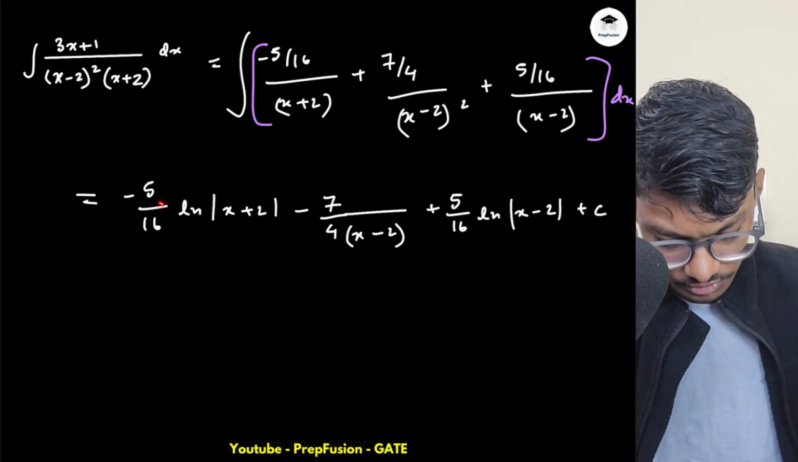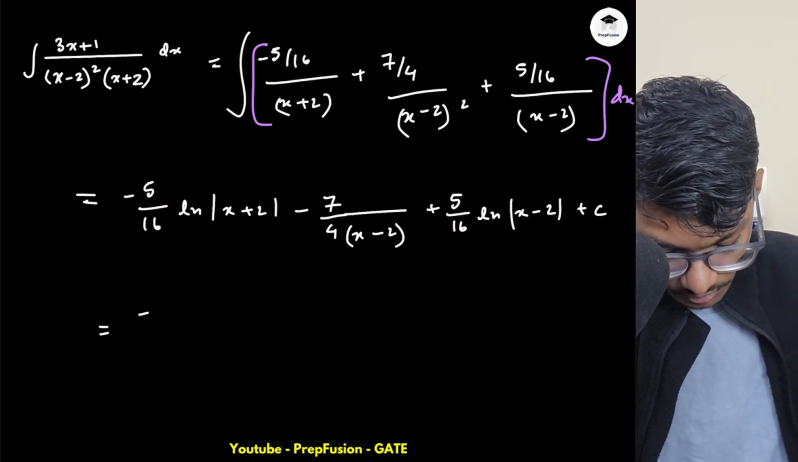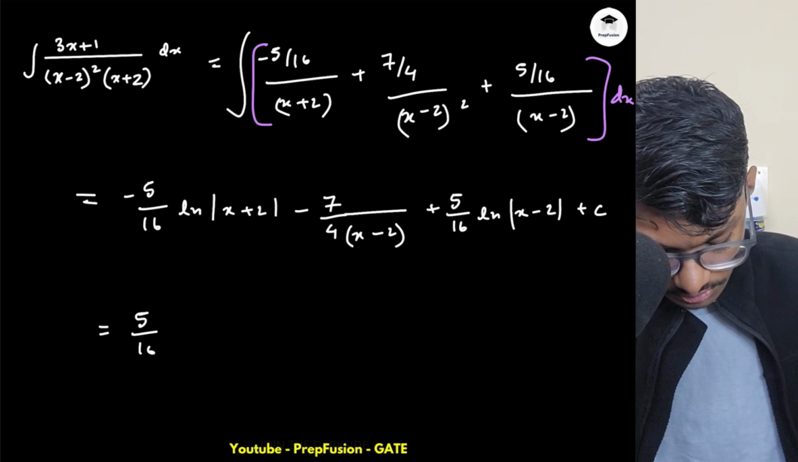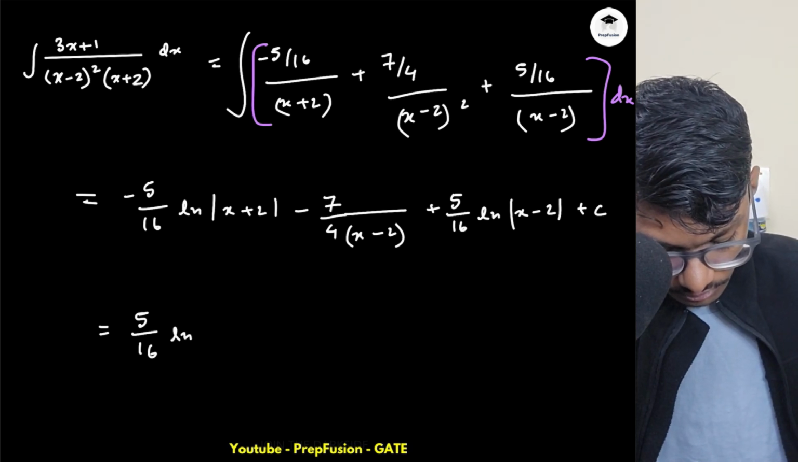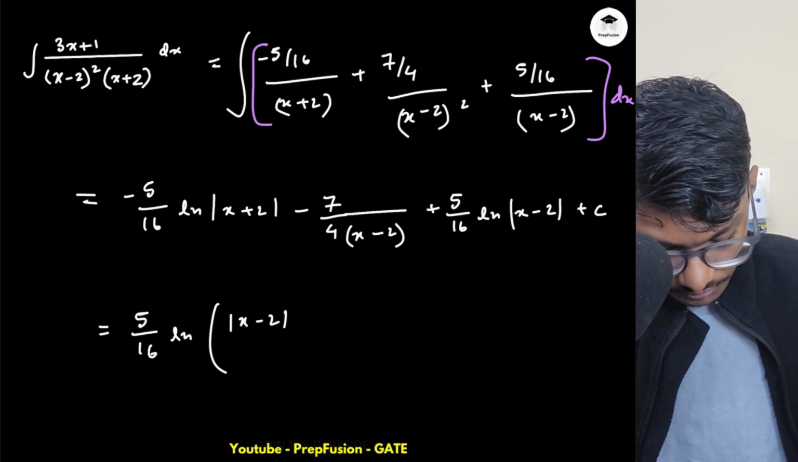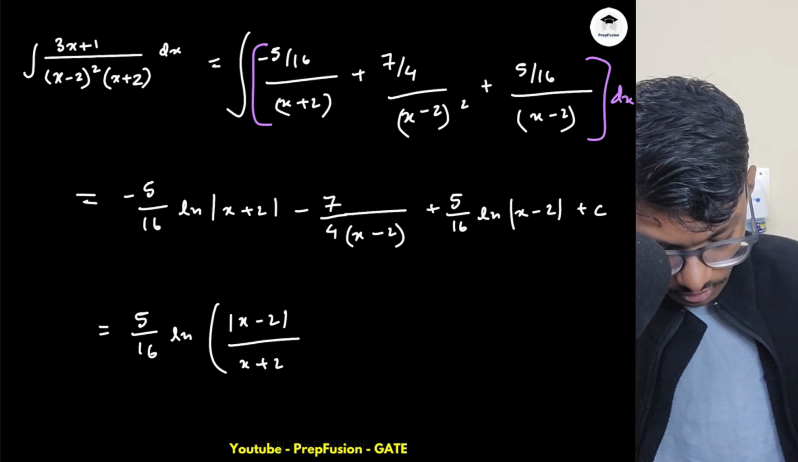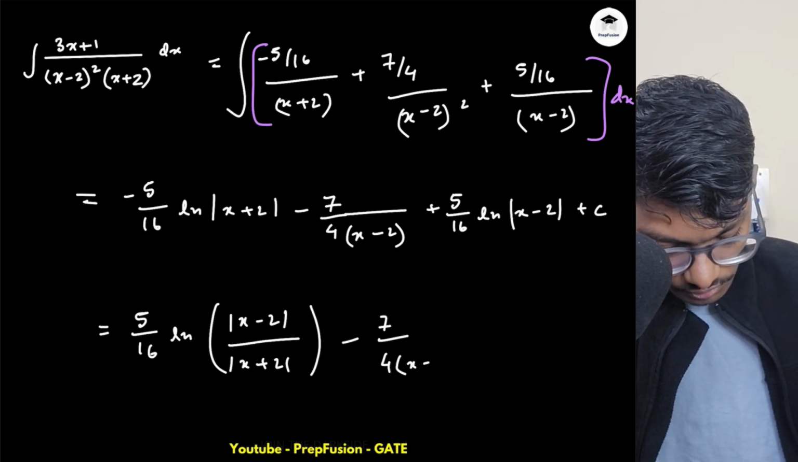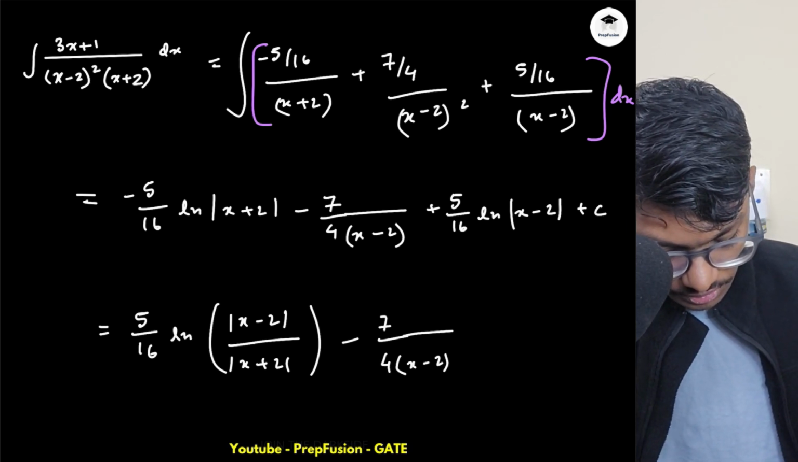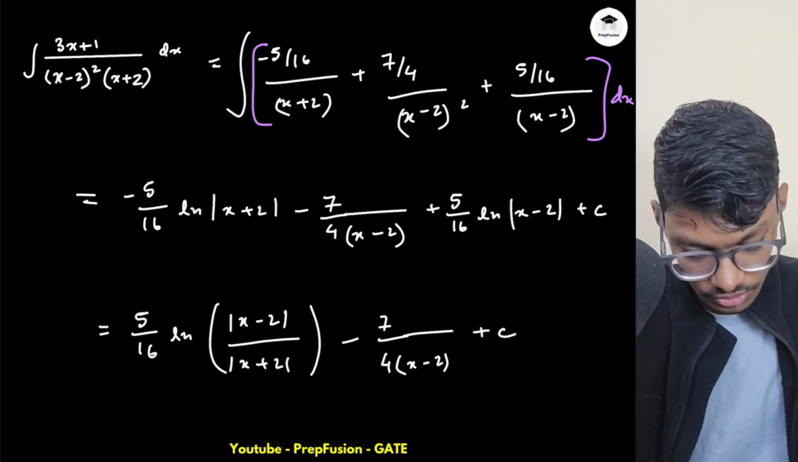So yeah, this is a very good question. You can club these logs together. So what you can write is 5 by 16 into ln of mod of x minus 2 divided by x plus 2, and you can write this minus 7 by 4 into x minus 2, plus c. Okay, you can write like this. So you can club these things too.